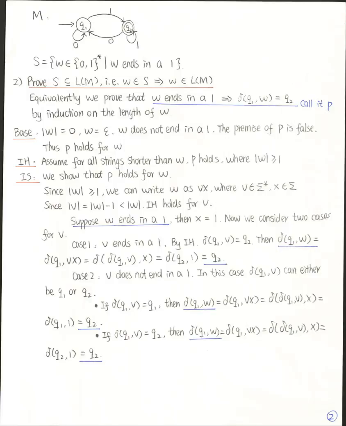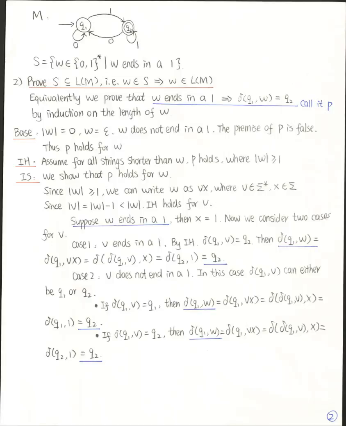If the machine ends in Q1, then reading the whole string W is equivalent to reading first V, then reading X. After reading V, the machine ends in Q1, and reading one more 1, which is X, the machine goes to Q2. So in this case, the machine will end in Q2 after reading W. In this case, P holds for W because we have shown that if W ends in a 1, then the machine will end in Q2 after reading W.